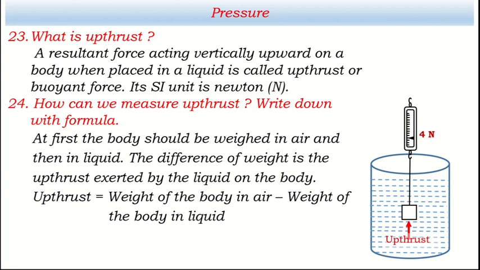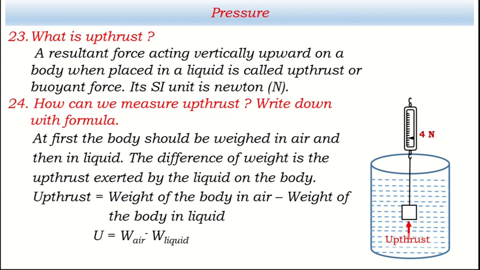In this case, the weight of the body in air was 5 Newton and the weight of the body in the liquid was 4 Newton. It means upthrust is equal to 1 Newton. It can be represented symbolically this way also: U equals W air minus W liquid.